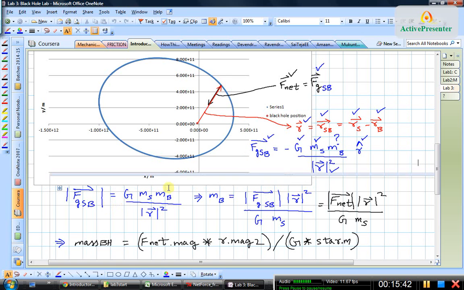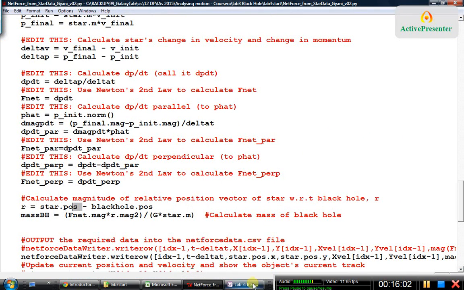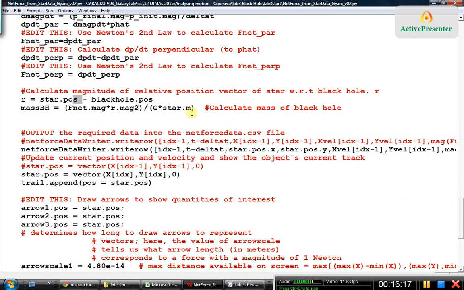So the algebra is done like this. This is a vector equation. Take the scalar form of it, you get this. Rearrange the terms and you get this. So now this is what we will code in the program: net force dot mag into r dot mag squared by G into star dot m. So I'll show you where I did that. You can see here net force dot mag into r dot mag squared by G into star dot m. So in each step it will calculate the mass of the black hole.